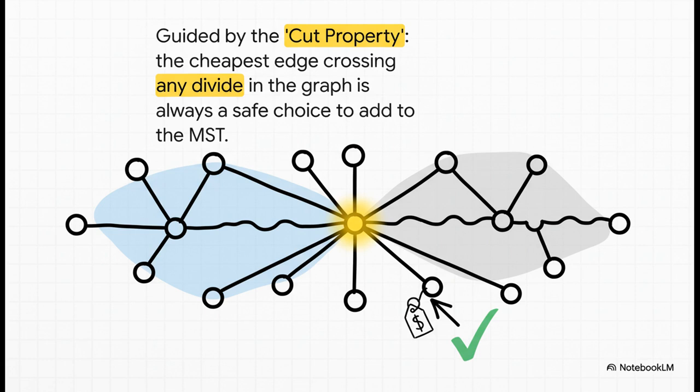Well, it works because of a fundamental mathematical guarantee called the cut property. Here's the idea. Imagine you could slice your graph into any two pieces, any two groups of offices. The cut property guarantees that the single cheapest cable that crosses that slice has to be part of the final minimum spanning tree. So at every step, Prim's is basically making a cut between what it's already built and, well, everything else. And it's always safely picking that guaranteed cheapest edge.